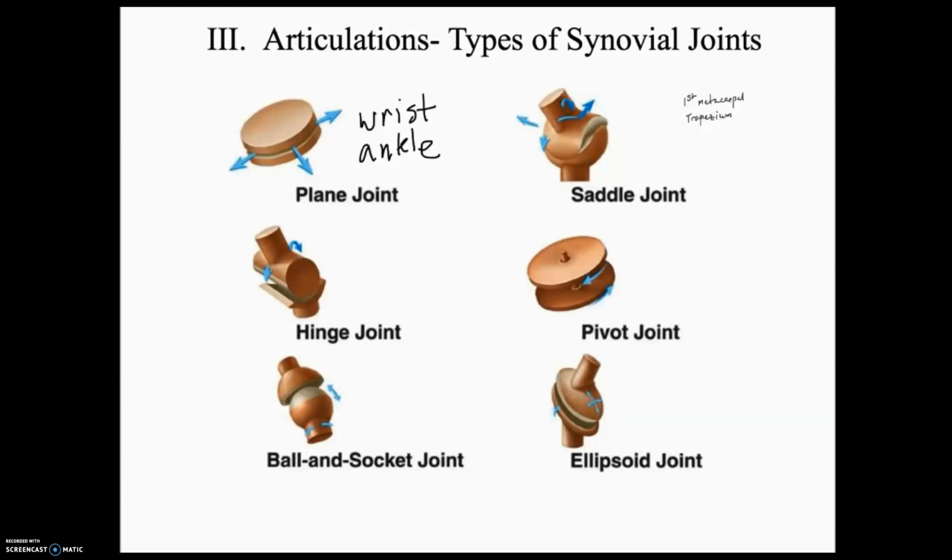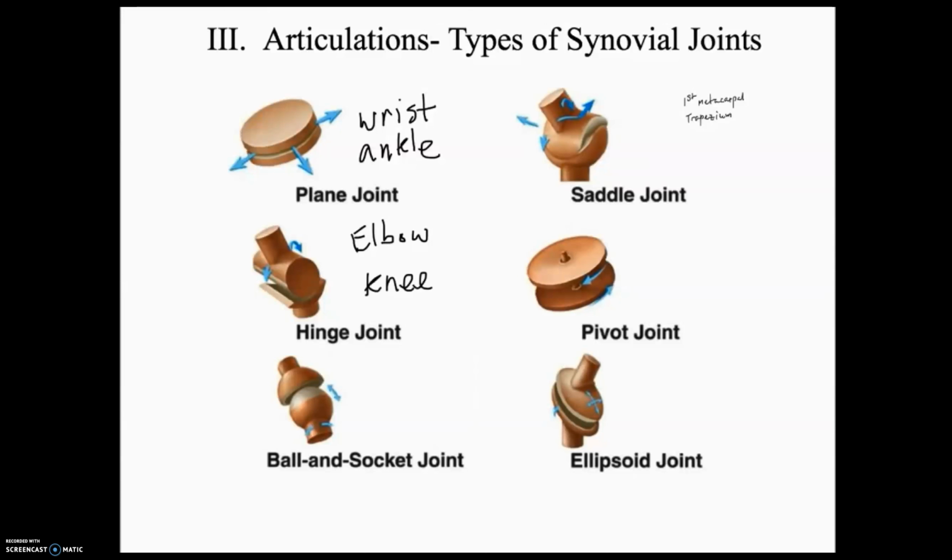The third type of joint is called the hinge joint. And as the name implies, a hinge joint resembles the hinge of a door. An example of the hinge joint would be the elbow and the knee.